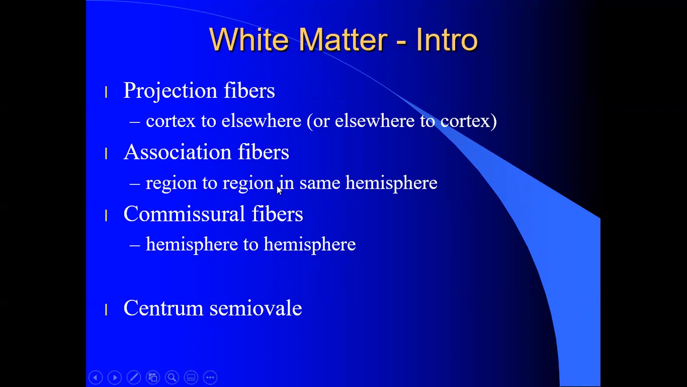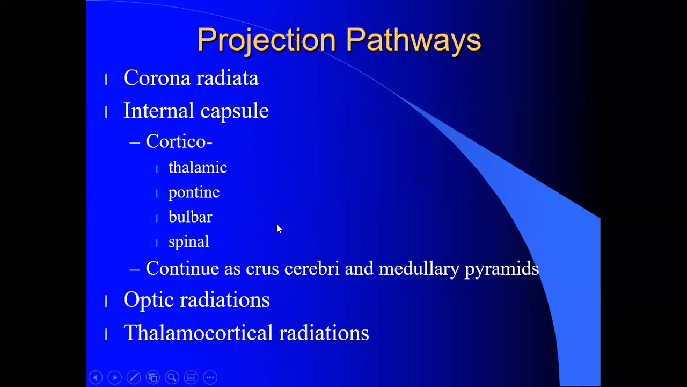Association fibers are fibers which go from one region of the cortex to another region of cortex in the same hemisphere. So that's an association pathway. We'll look at some, but this is conceptual. Projection leaves the cortex. Association is from cortex to cortex in the same hemisphere, and commissural is cortex to cortex between hemispheres. There are other commissural fibers that are not cortical, but we're going to focus today on the ones that are. And then the centrum semiovale is sort of a regional term that we will use. We always use it clinically, and so we will use it.